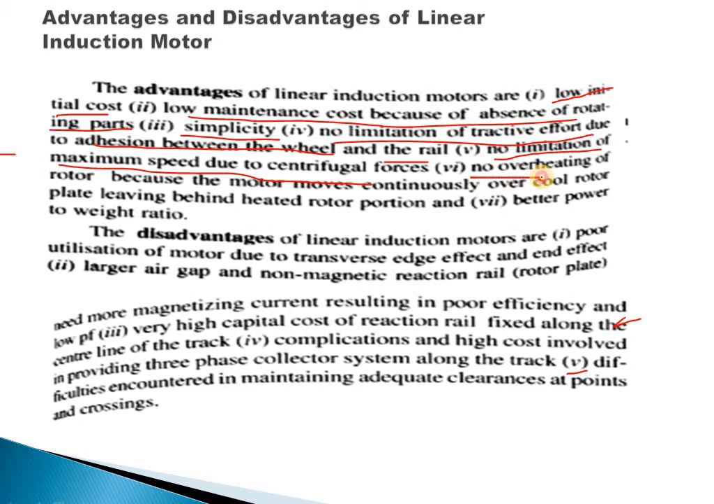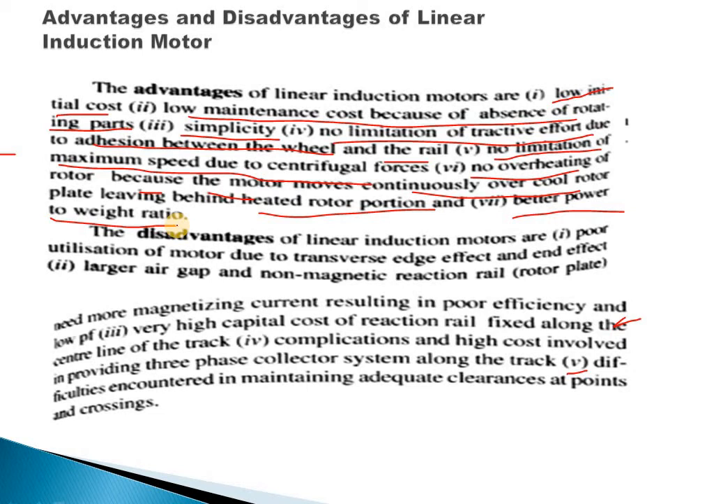Sixth point, no overheating of rotor because the motor moves continuously over the full rotor plate, leaving behind the heated rotor portion, and better power to weight ratio. These are all seven points which are basically the advantages of linear induction motor. And for this reason, in Japan, linear induction motors are used for magnetic levitated trains. The magnetic levitation system uses linear induction motor.